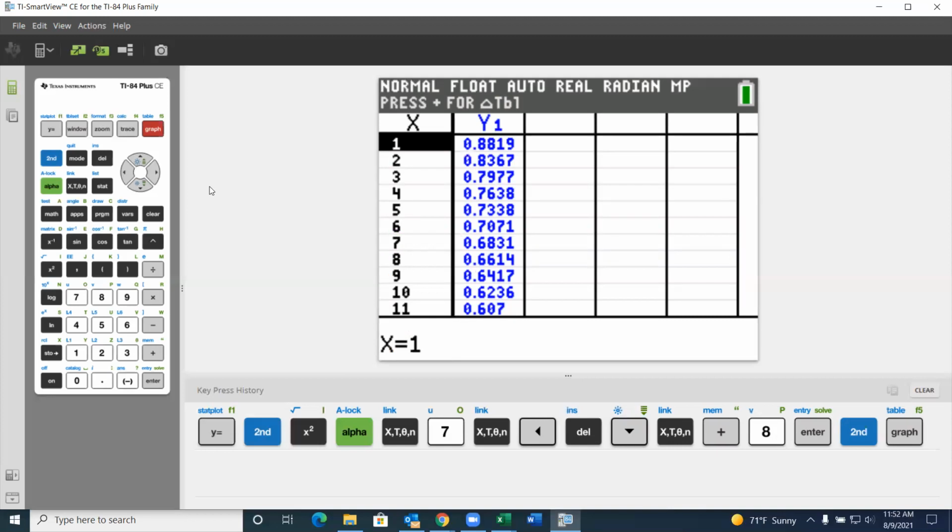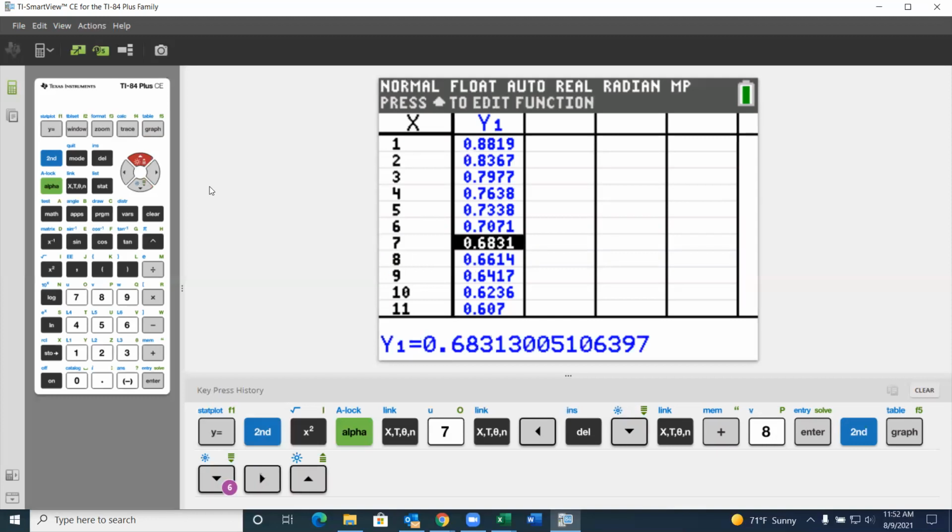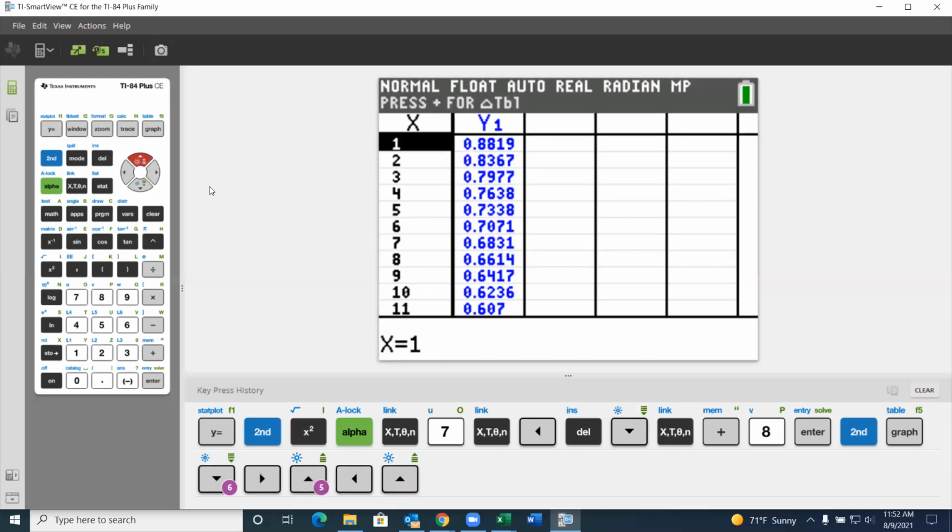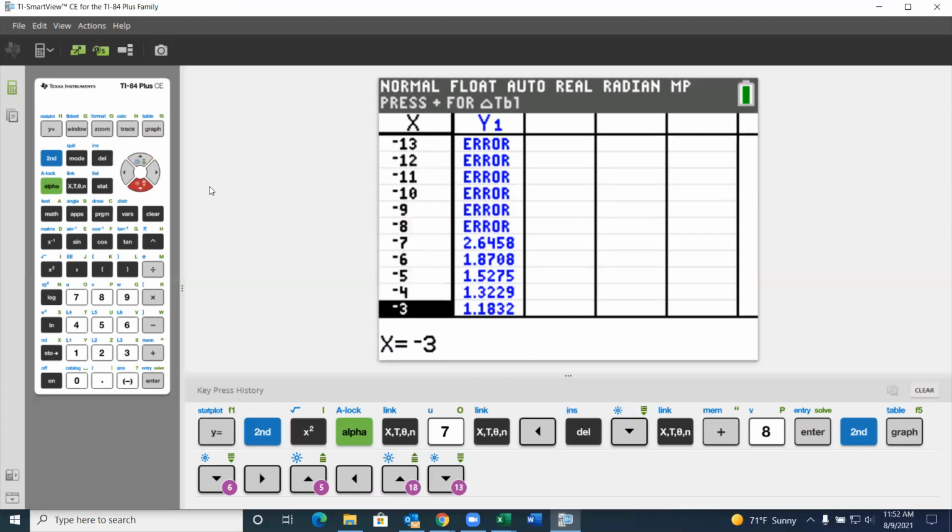Well, yeah, I see 1, 2, 3, 4, 5, 6, 7, 8, 9, 10, 11. Those, you plug those in, I get answers. Yeah, they're all in the domain. But as soon as I hit -8, I get error. In fact, everything from -8 on is an error. So as long as we're plugging in a number that's bigger than -8, we're good.